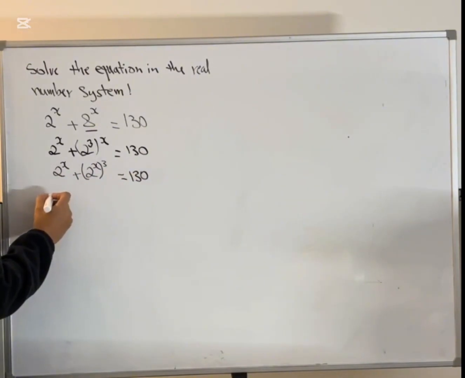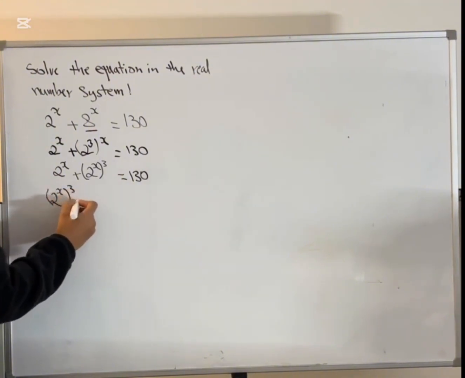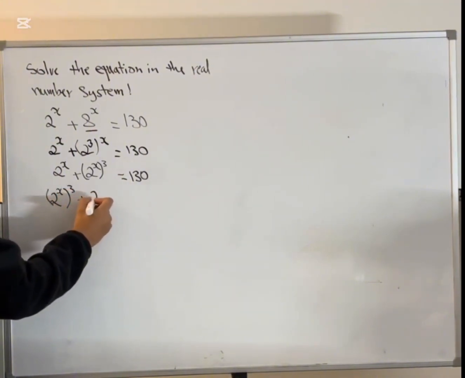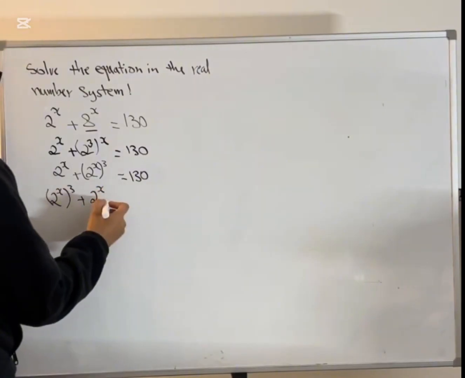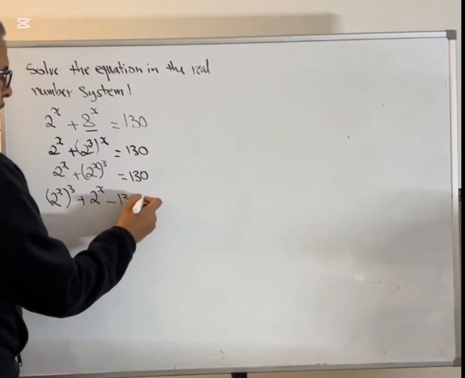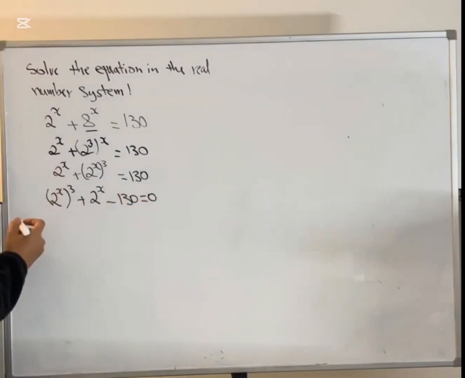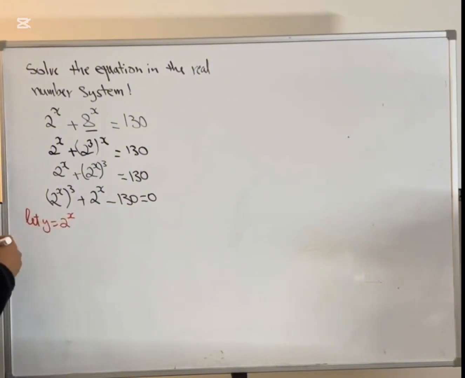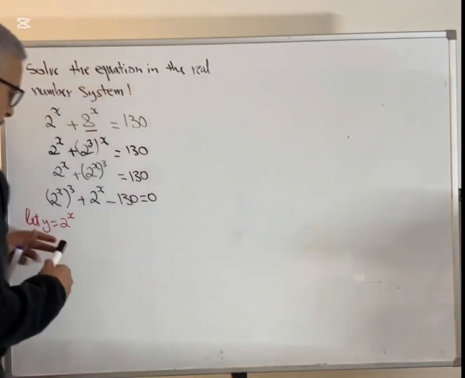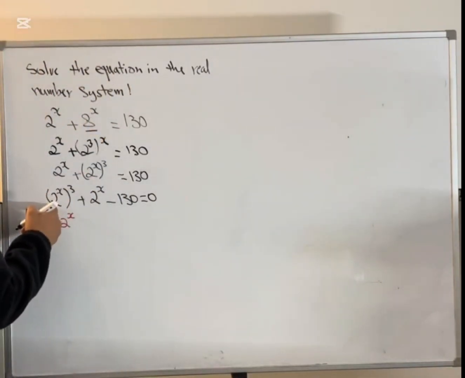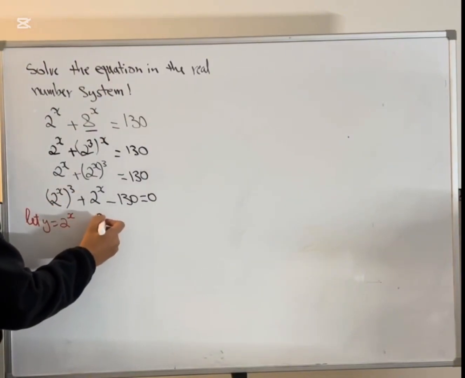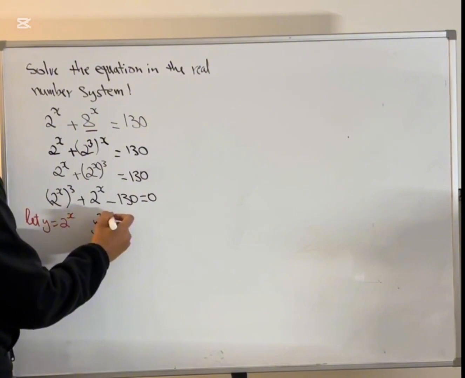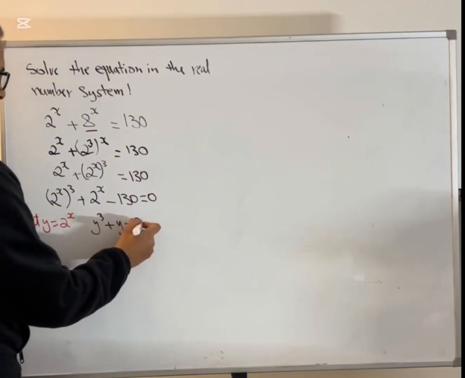I'm going to rearrange this. So I'm going to have 2 to the power of x all to the power of 3 plus 2 to the power of x, and I will move the 130 to the other side. It becomes minus 130 equals 0. Now, let y equals 2 to the x. If you do that, we're able to rewrite this as y cubed plus y minus 130 equals 0.